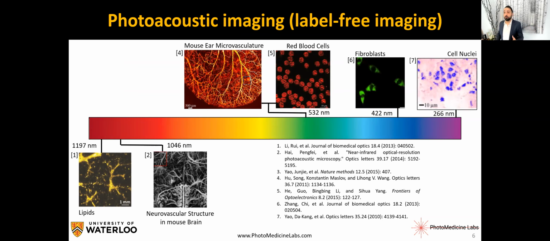We can even go to shorter wavelengths. For example, we can take advantage of the fact that DNA absorbs UV wavelengths very strongly to image cell nuclei, or even we can start looking at cytoplasm. As I mentioned, everything absorbs light, almost everything. And these are some examples. Even some gas molecules absorb light.